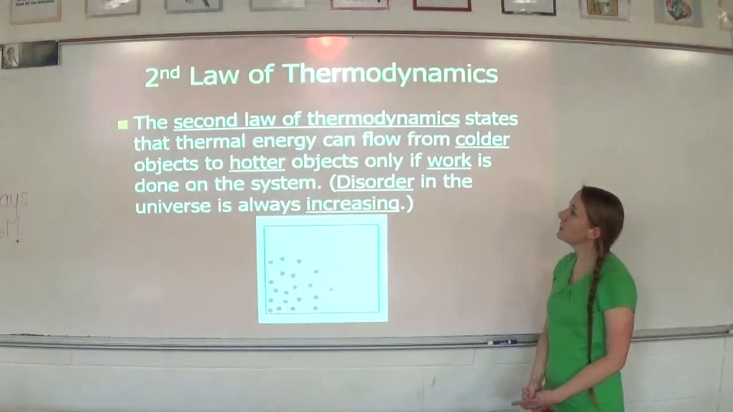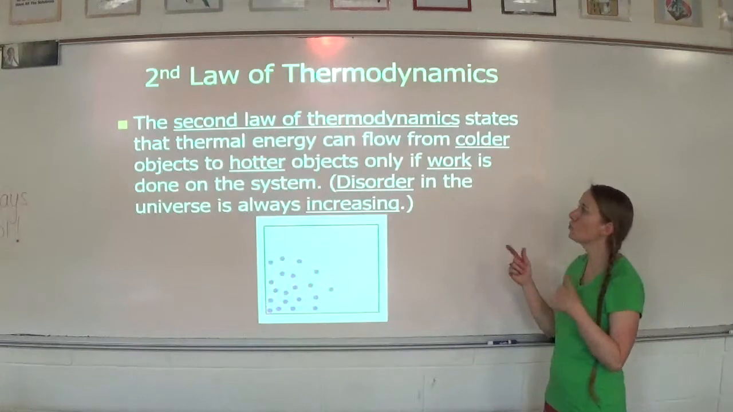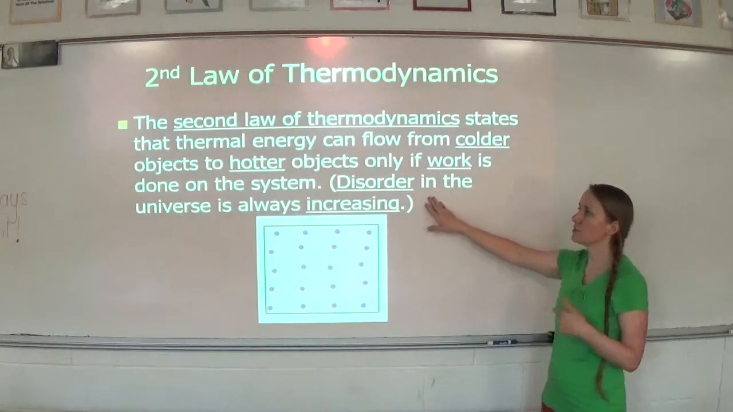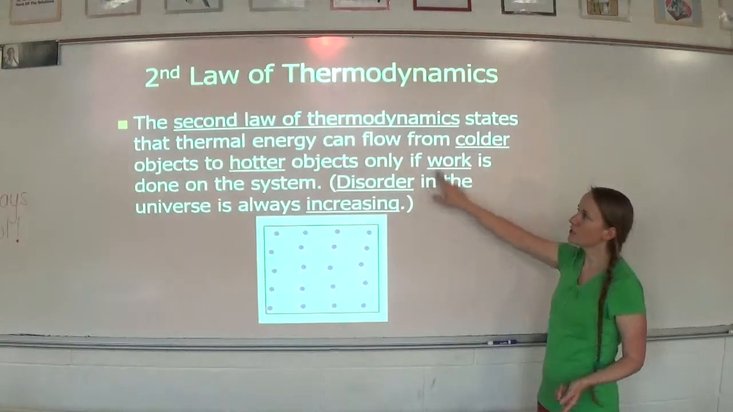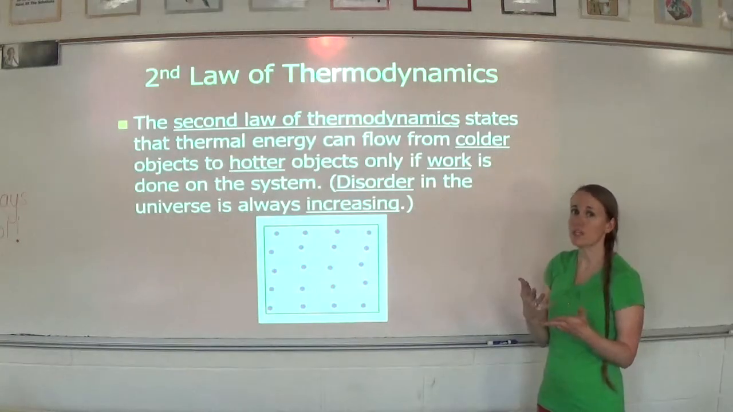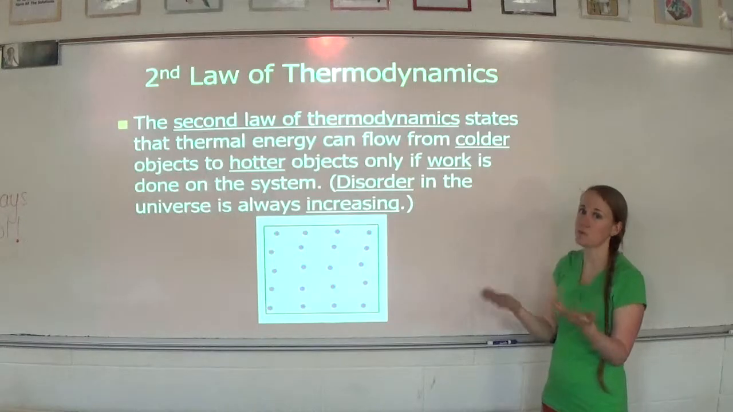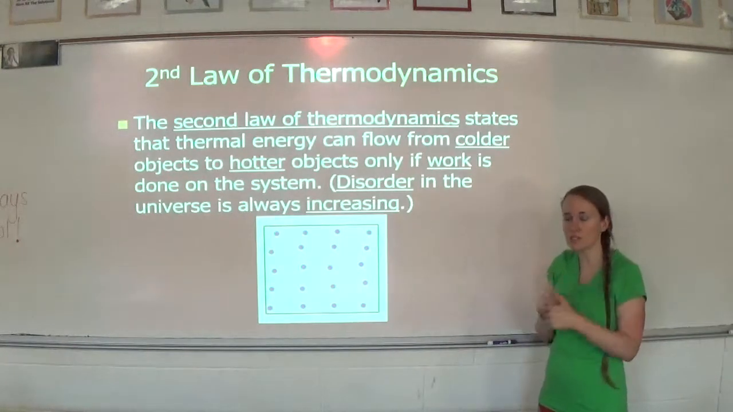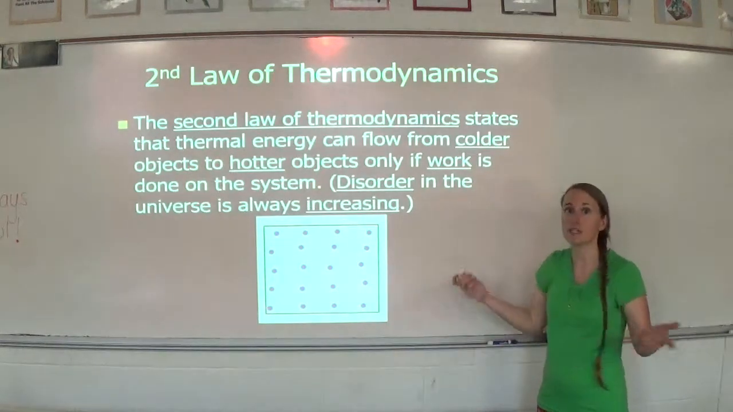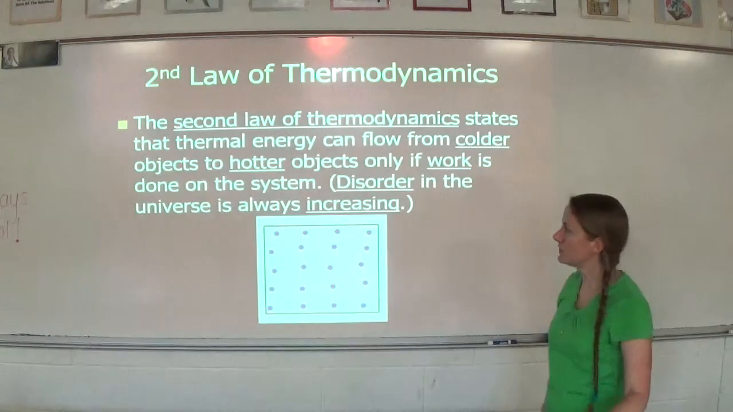The second law of thermodynamics states that thermal energy can flow from colder to hotter objects, but only if work is done on the system. Another way of saying it is disorder in the universe is always increasing. So these are kind of 2 different ways of saying the same law. You can force heat to go from cold to hot if you supply some work. That's how refrigerators work. We force the heat out of the refrigerator when it wants to come in, but we have to plug the refrigerator in. It doesn't just naturally happen. Or, like I said, disorder in the universe is always increasing.